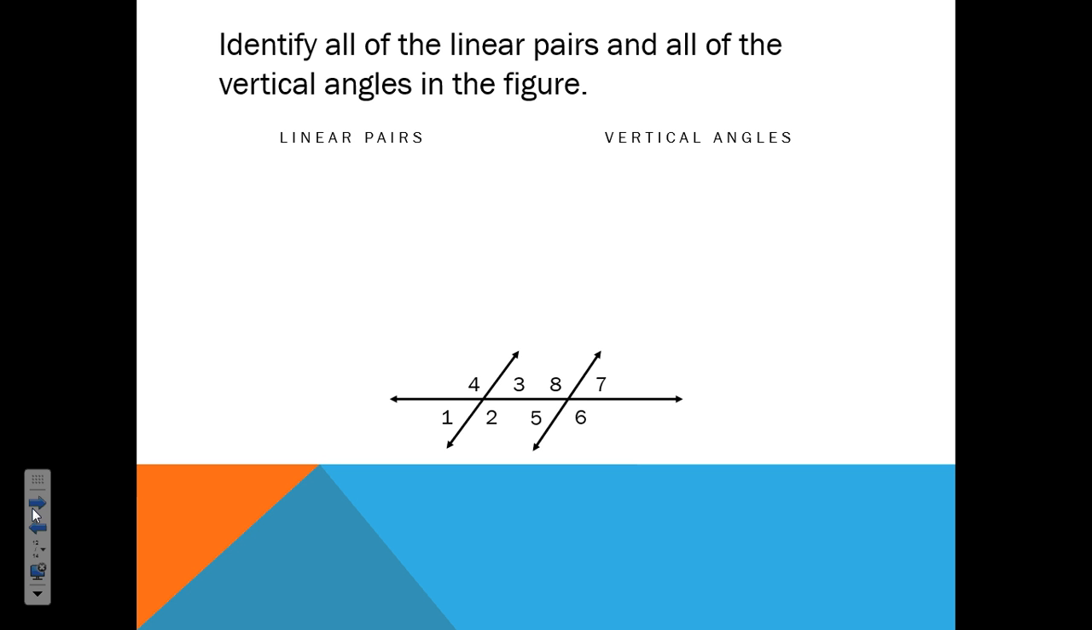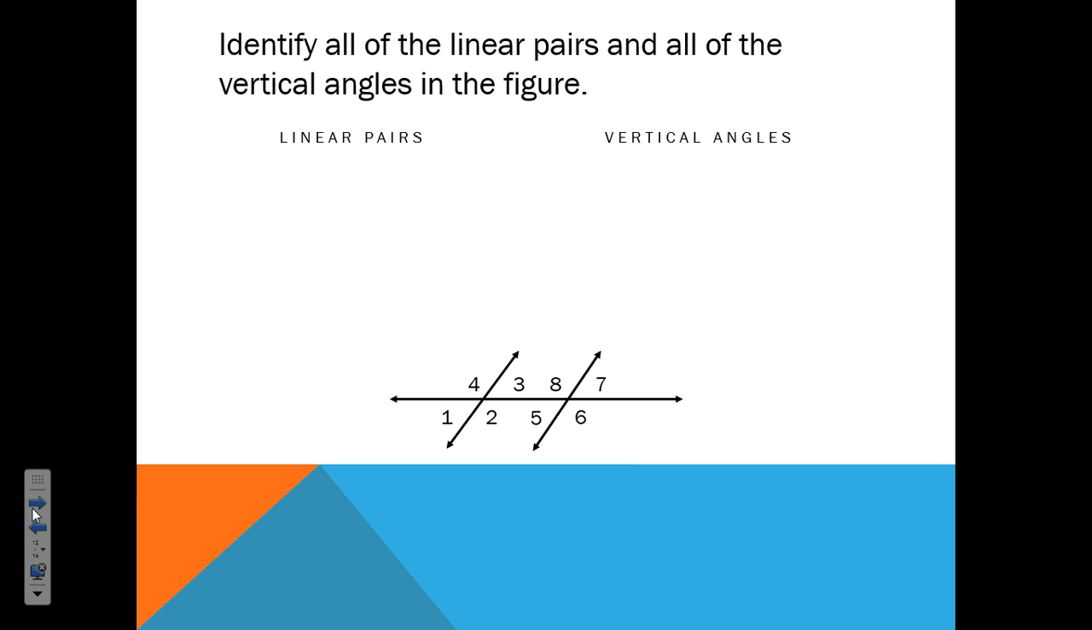Which ones are vertical? Four and 2, 5 and 7, 8 and 6, and 1 and 3. Okay. Adjacent would be our linear pairs, right? They have a common side but no common interior points. Vertical angles don't share anything but the vertex. Okay, formed by two pairs of opposite rays. The only thing they share is the vertex.